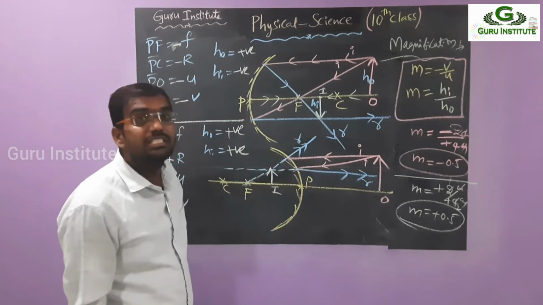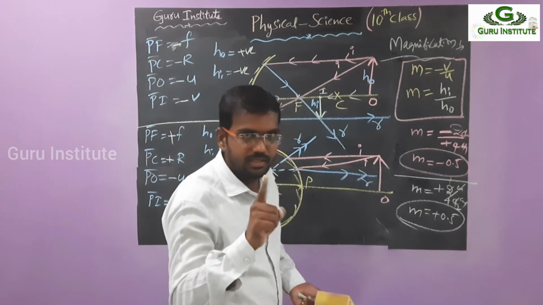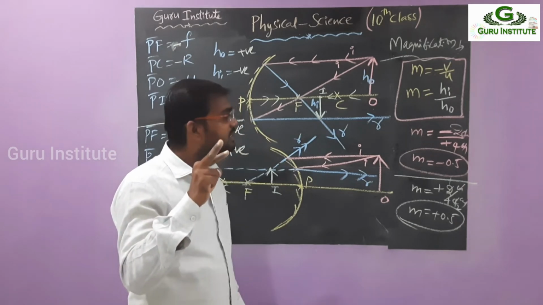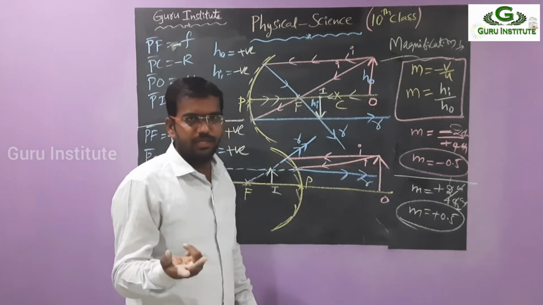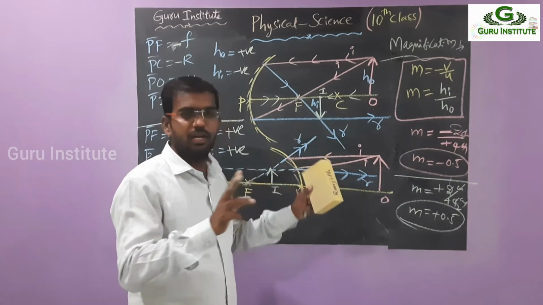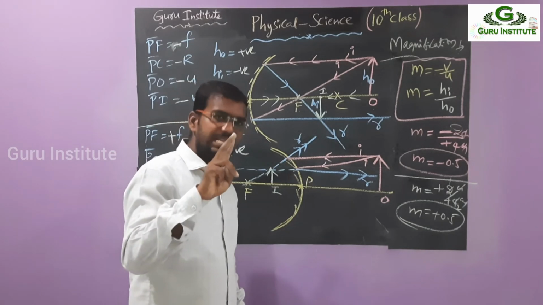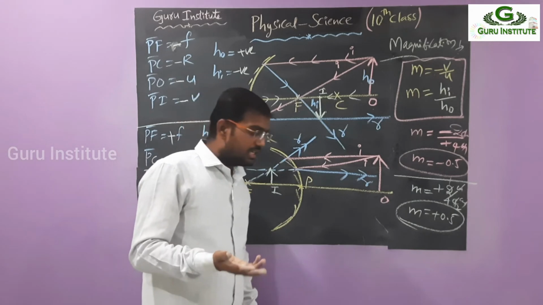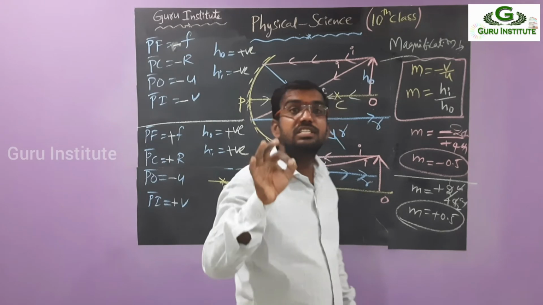Then what about equal to 1? I am telling, less than 1 is the first case, and the second case is greater than 1. Less than 1 means smaller image, greater than 1 means larger image. Always we have to think about the image only, not the object. Object size is fixed, right? Then my doubt is, what is the size of the image when the magnification is equal to 1?